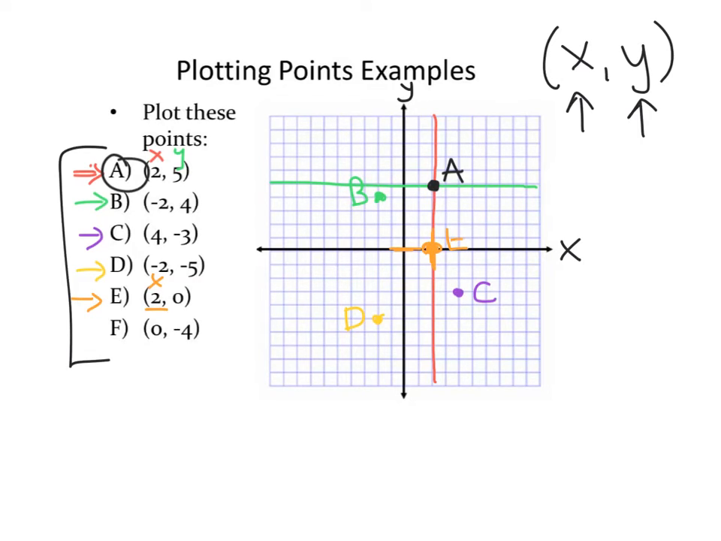So that is E. And the last one, where is 0, -4? Well, 0, -4 means that we're moving left or right 0 on the x-axis. So we're staying right here, and then we're going down to -4 on the y-axis, which would be right here. So that is the point 0, -4. That is F.